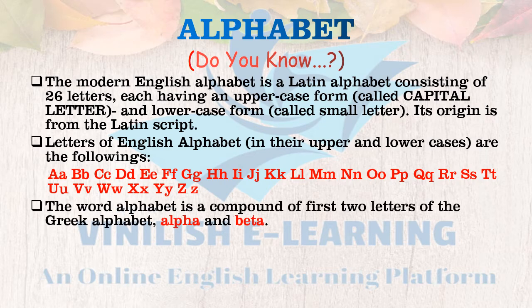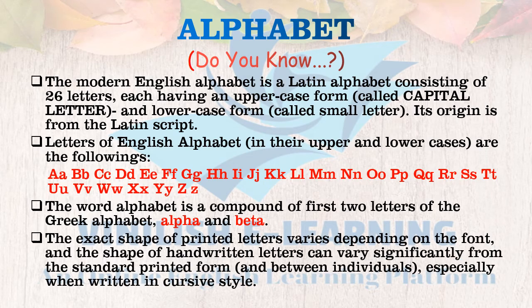The word alphabet is a compound of the first two letters of the Greek alphabet, alpha and beta. The exact shape of printed letters varies depending on the font, and the shape of handwritten letters can vary significantly from the standard printed form and between individuals, especially when written in cursive style.